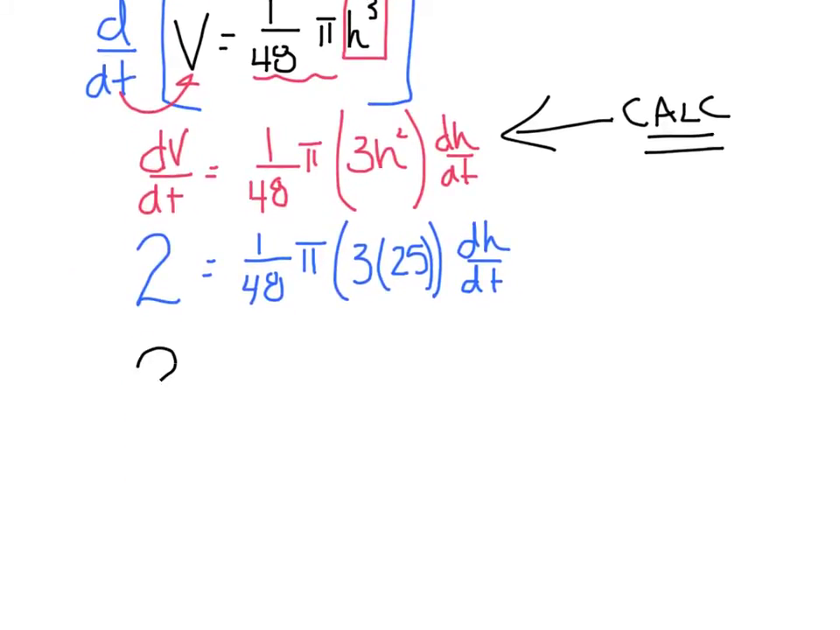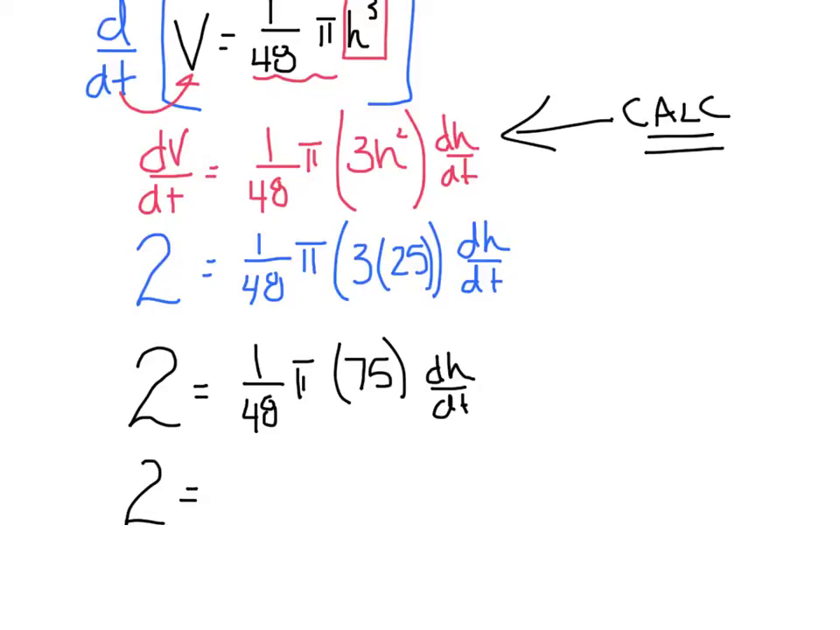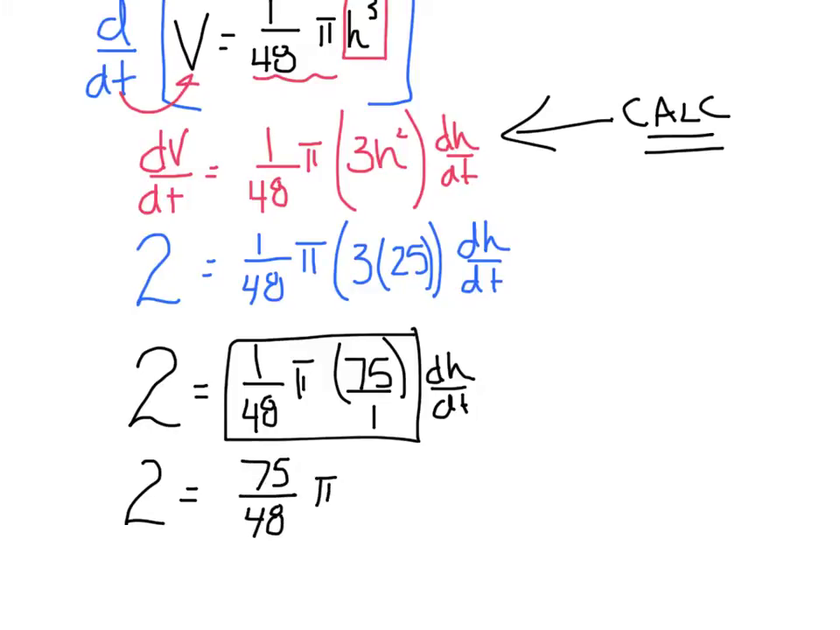And then I'm just going to keep cleaning this up. Of course, this is going to be non-calculator, so clean it up nice and slowly. So I've got 1 over 48 pi, 3 times 25 is 75, dh/dt. And again, I clean up a lot of steps just so it keeps my math neat. I can multiply these. That's, of course, over 1. So I've got 75 over 48 times my pi, dh/dt. If you're ever uncertain where your pi goes, just remember it's pi over 1, so it goes on top. And if that helps, go ahead and stick it in there.